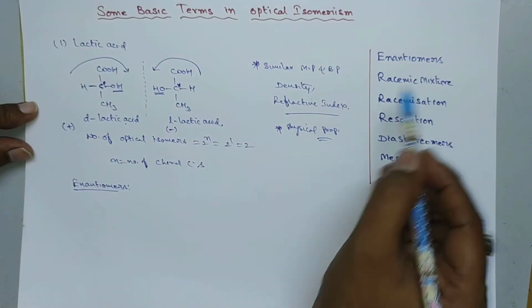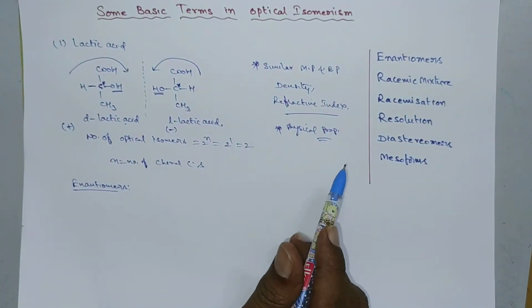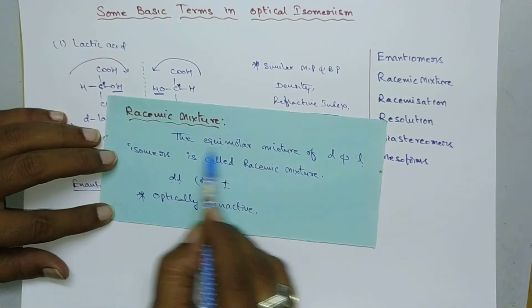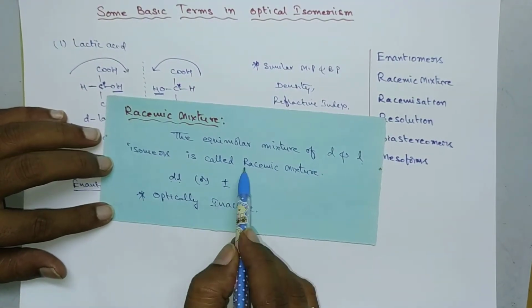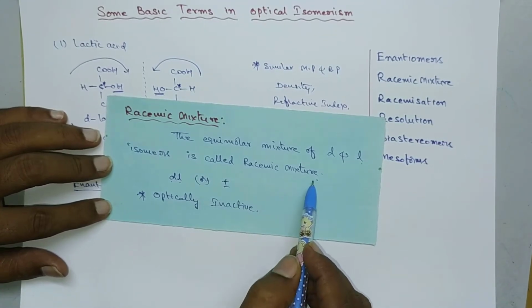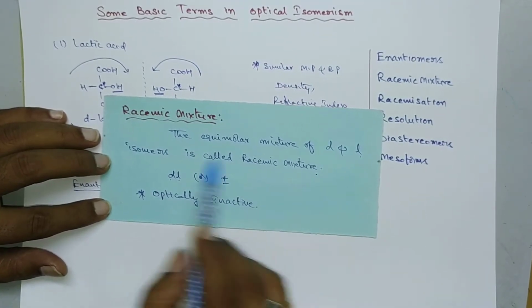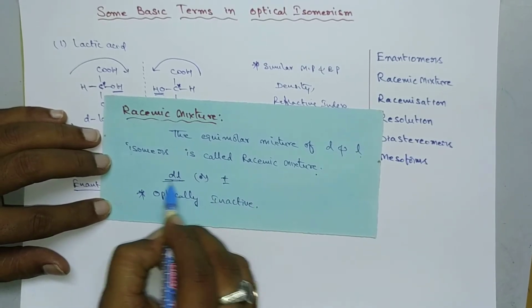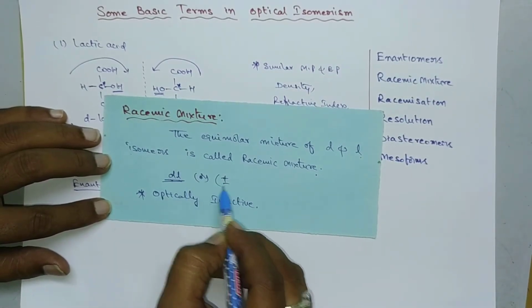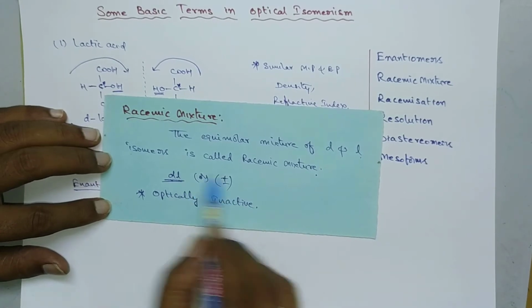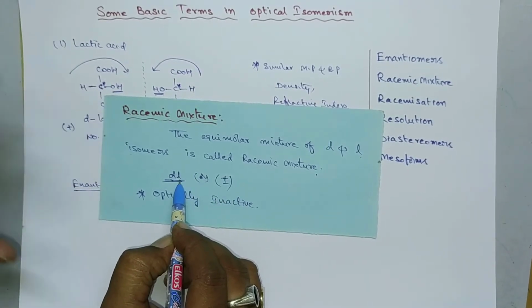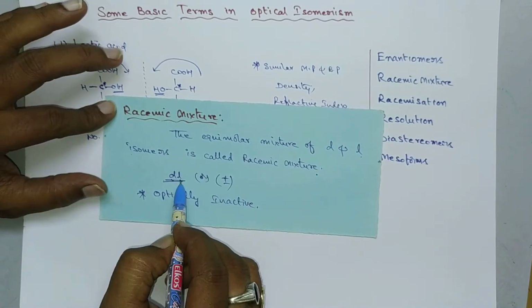So that's why a racemic mixture can be defined as the equimolar mixture of D and L isomers. The equimolar mixture of D and L isomers is called a racemic mixture. Okay, clear? It is represented by DL or plus minus. Here in a racemic mixture both the D isomer and the L isomer are present, so that's why it is called DL.